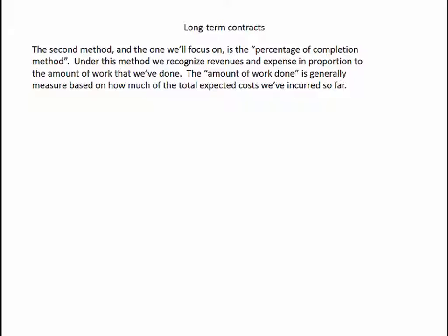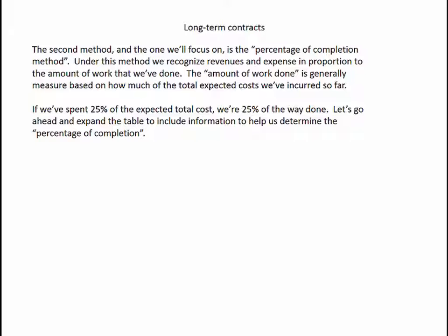Now the second method, and the one we're going to spend most of our time focusing on, is referred to as the percentage of completion method. Under this method, we're going to recognize revenues and expenses in proportion to the amount of work that we've done. In other words, in proportion to the percentage of completion of the job. Now the amount of work done is generally going to be measured based on how much money we've spent. Of the total costs, what percentage of the costs have been incurred so far? If we've spent 25% of the expected total cost, then we're 25% of the way done.